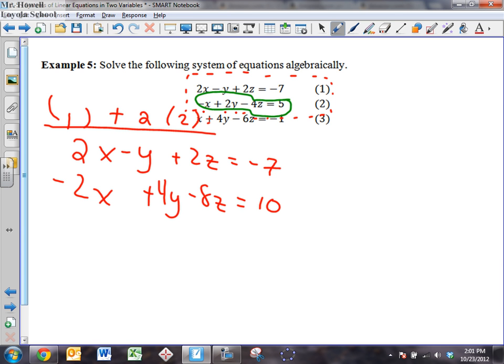Any questions so far? Do we all see what's going to happen here for the first part? What's going to cancel, everybody? X. Cancel. Add them up. What do you get here?